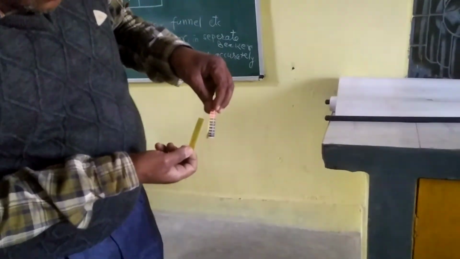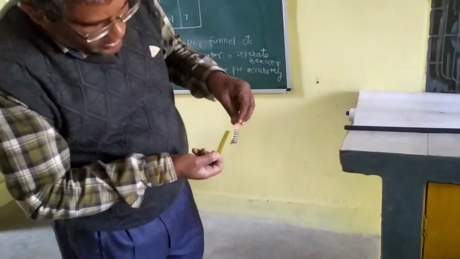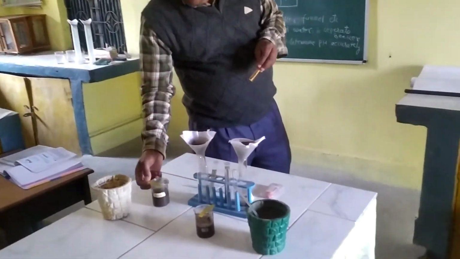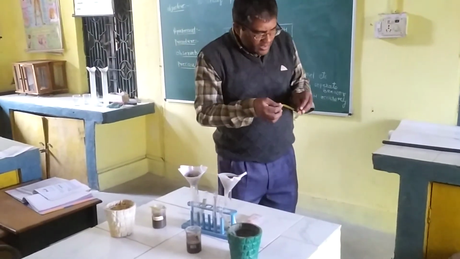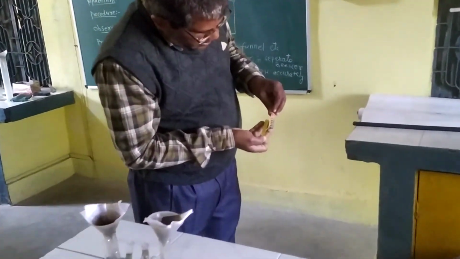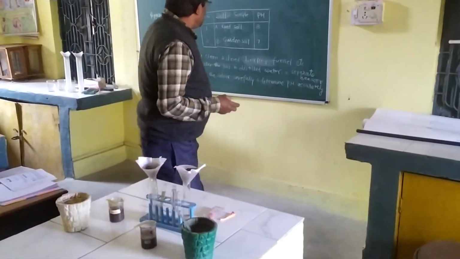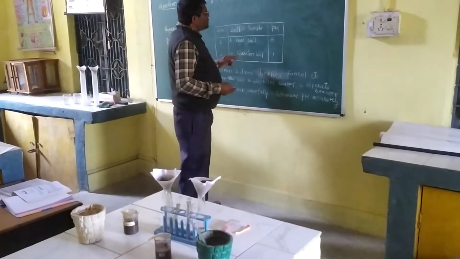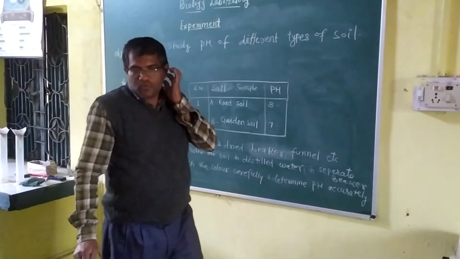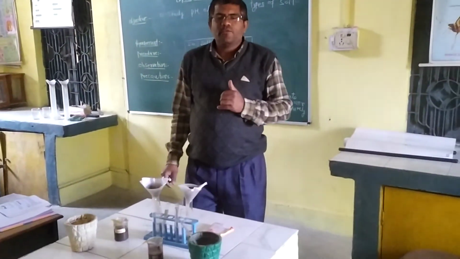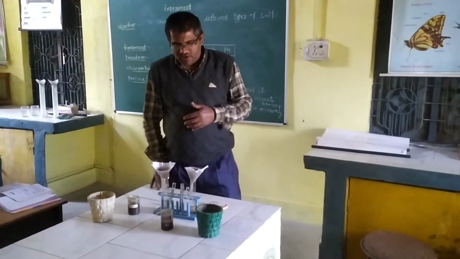So this is the road side, and the color of the road side is matched with 8 pH. So we are mentioning there 8 pH. In case of the garden soil, the color of the pH paper of garden soil matched with 7. So here I have written already road soil pH 8 and garden soil pH 7. For a more accurate pH measurement, we have to use an electronic pH meter also.